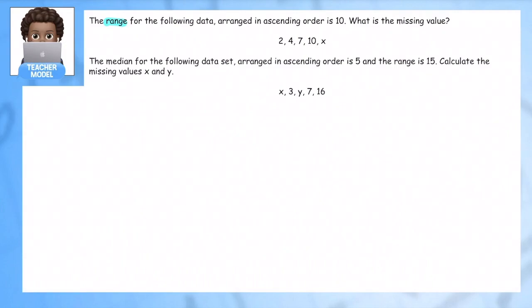Let's look at our first problem. The range of the following data, arranged in ascending order, is 10. What is the missing value? So ascending order means it's already in order from least to greatest. And we know that the range between this number and this number has to be 10. So range is equal to our maximum minus our minimum. We know that the range is 10. We don't know the maximum, but we do know the minimum is 2. So think logically, the only number x can be is 12.